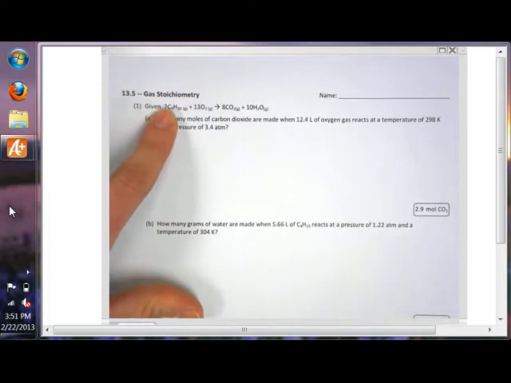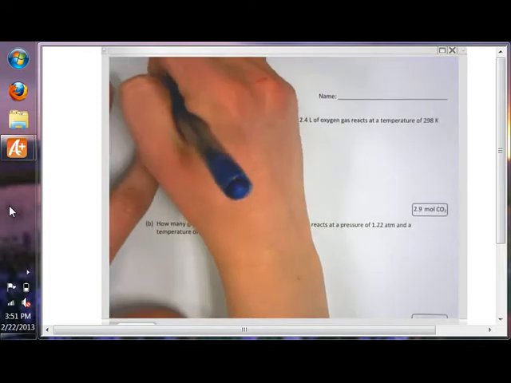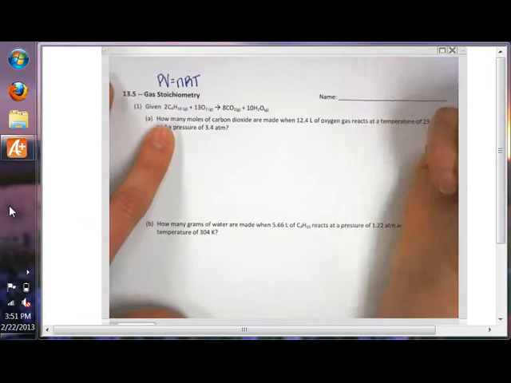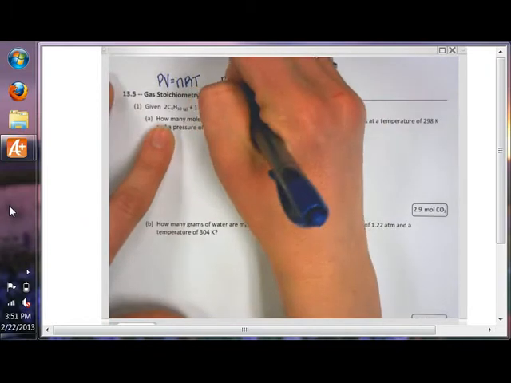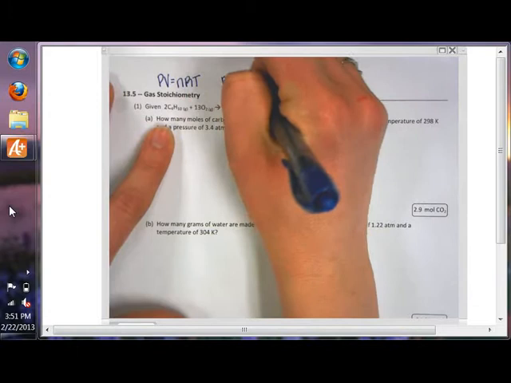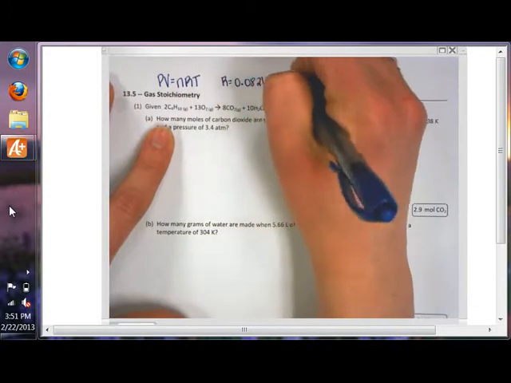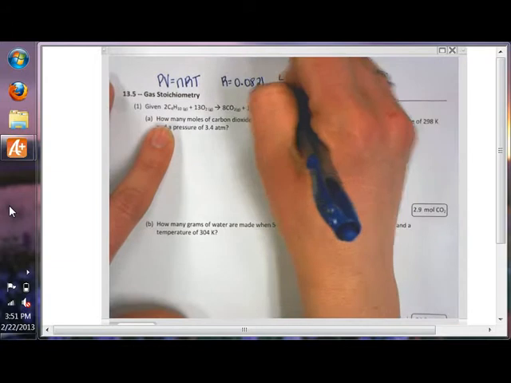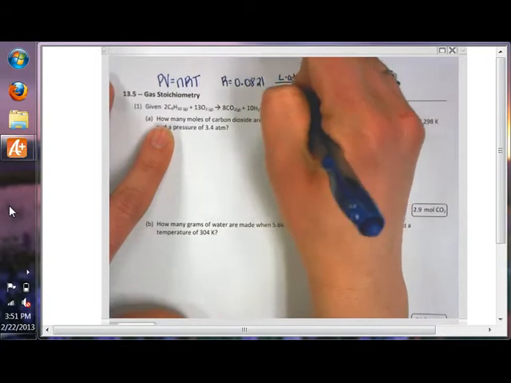So all of the problems on the worksheet are going to be using Pivner. So at the top, let's go ahead and write PV equals nRT. Then I'm also going to write the R. R is always 0.0821, and the units are liters times atm all over moles times Kelvin.